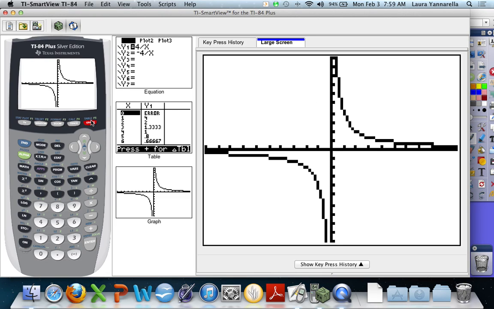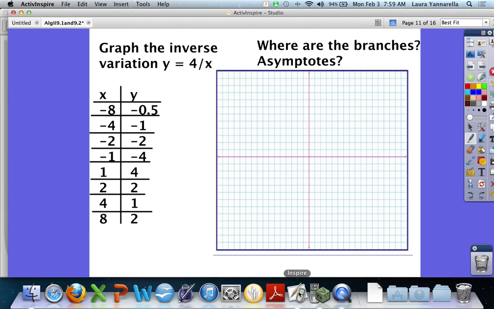Okay. And if you're looking at the same thing I am, you'll see two branches. This is what an inverse variation truly looks like. There will be two branches. They will either be in quadrants 1 and 3 or 2 and 4. Okay, and you can set up a table to look like that.